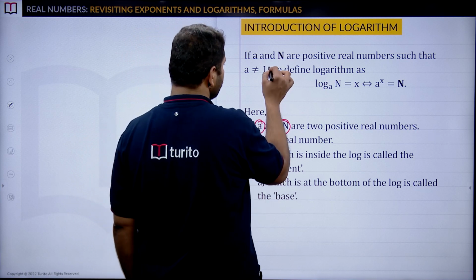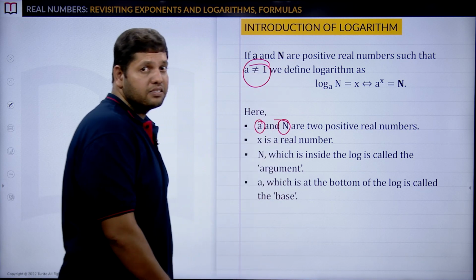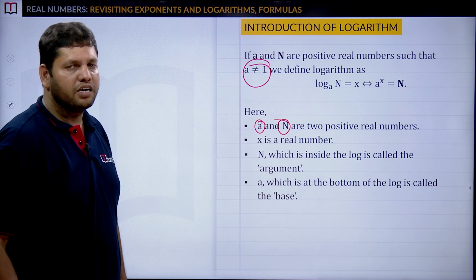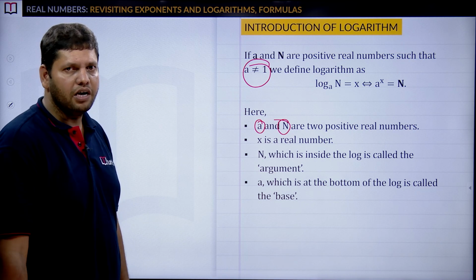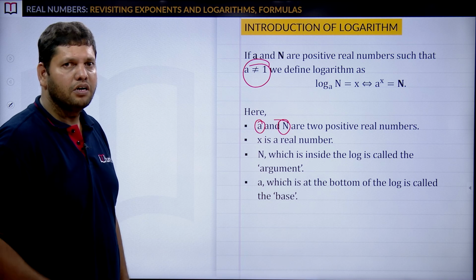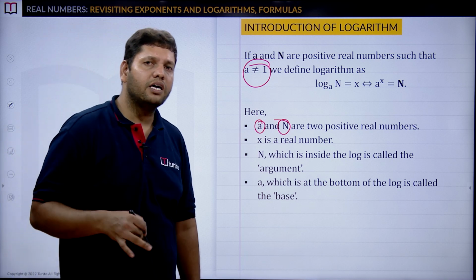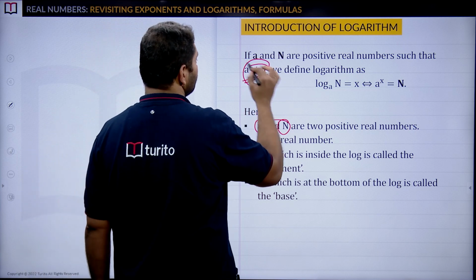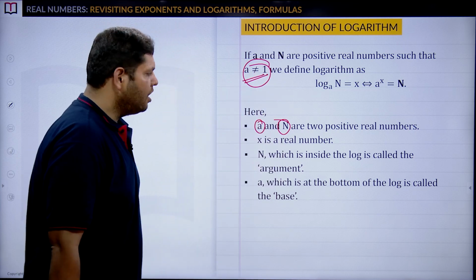And one more condition, children: here a should not be equal to 1. So the base cannot be equal to 1. We should not take the base as 1. It should be a positive number and it should be not equal to 1. So then only we can take a as a positive value not equal to 1, and here x is any real number.